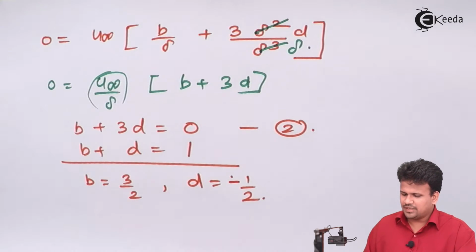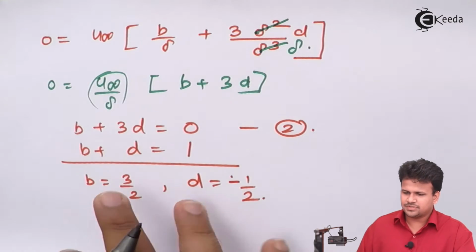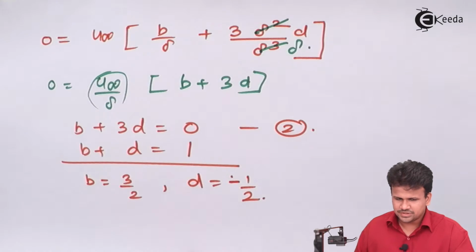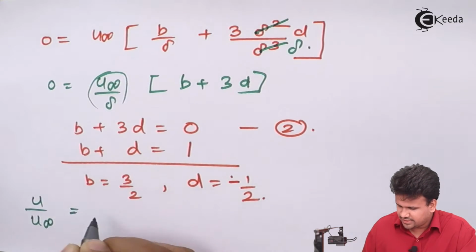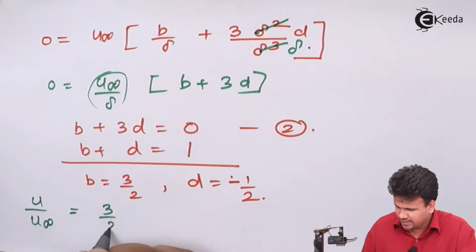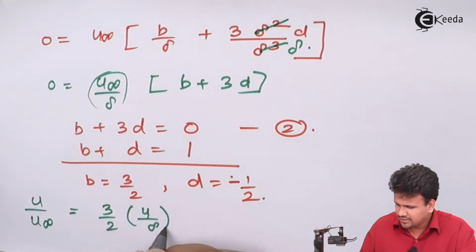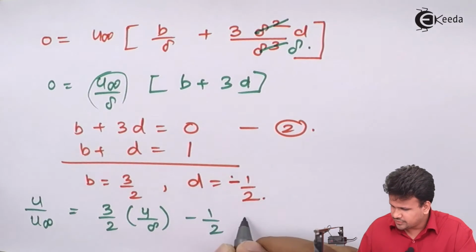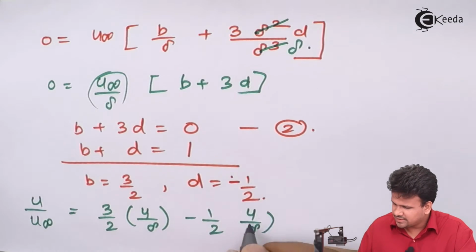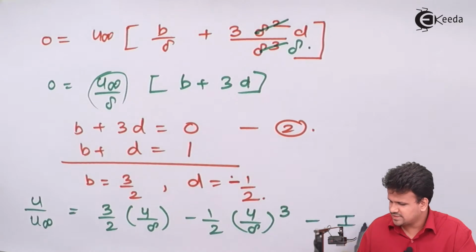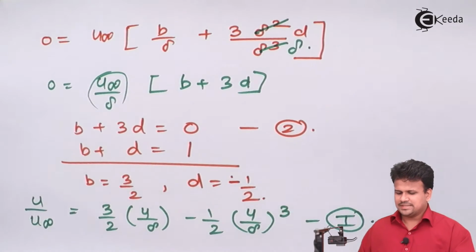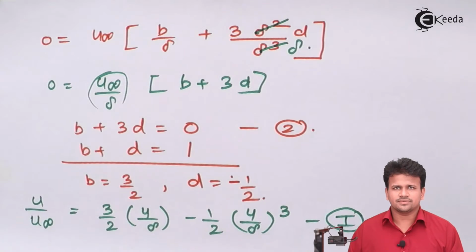So once we have evaluated the values of b and d, let us substitute back in those equations. When we substitute, we'll get u upon u infinity equal to 3 by 2 y by delta minus 1 by 2 y upon delta the whole cube. So this is our equation. Let us name this as equation number 1. This is the boundary layer equation.